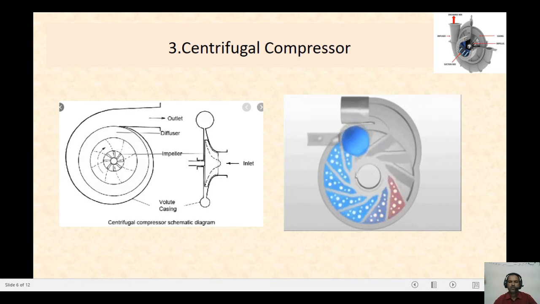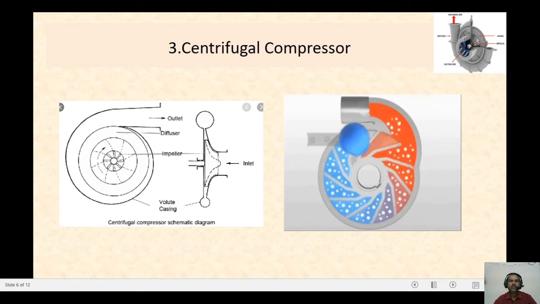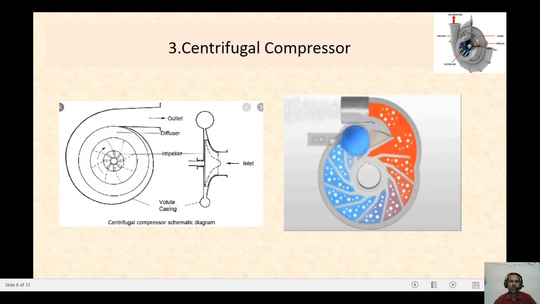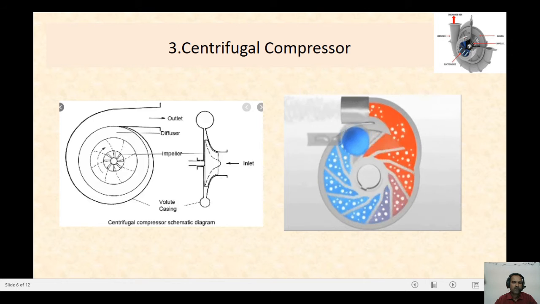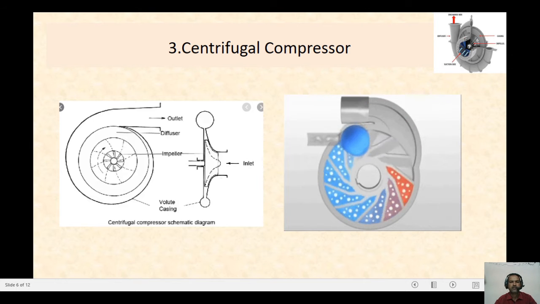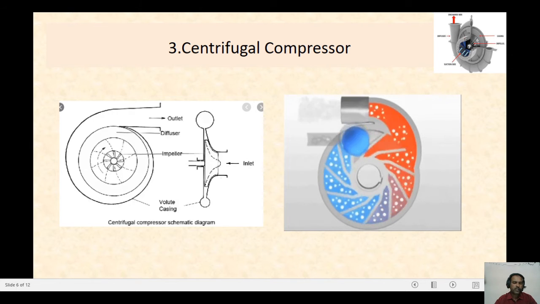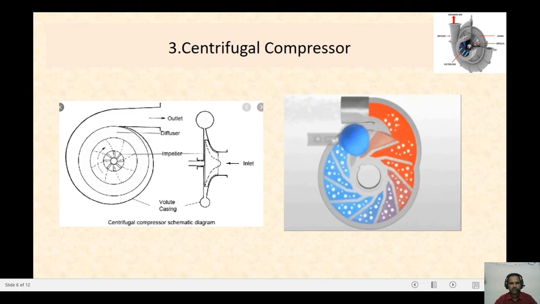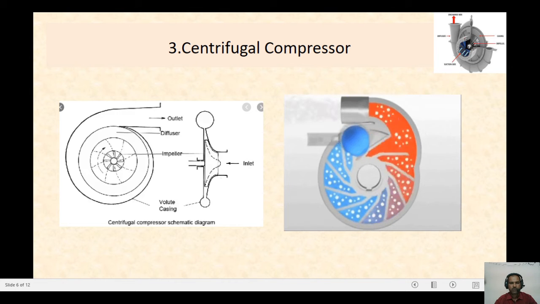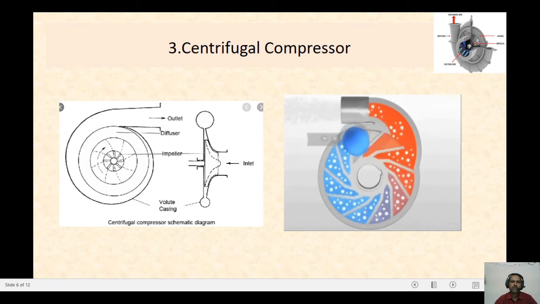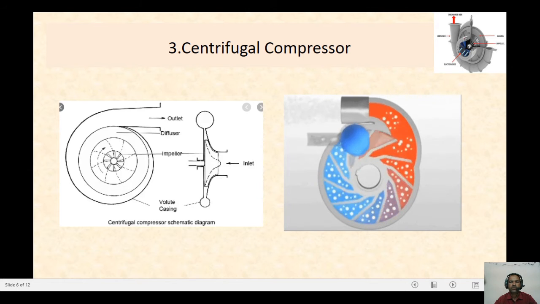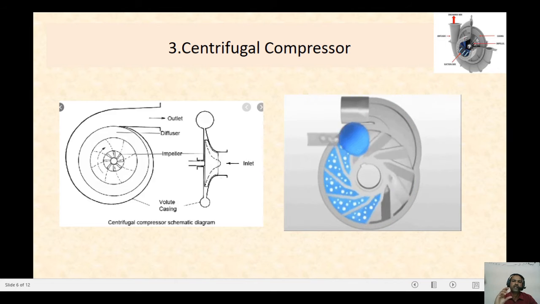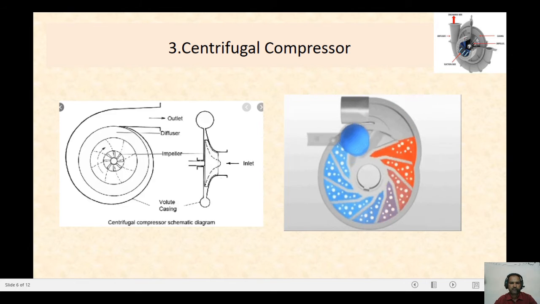So next we will learn the third type of rotary compressor, that is the centrifugal compressor. What do you mean by centrifugal compressor? The compressor, as we know, is used to compress low pressure air into high pressure air.